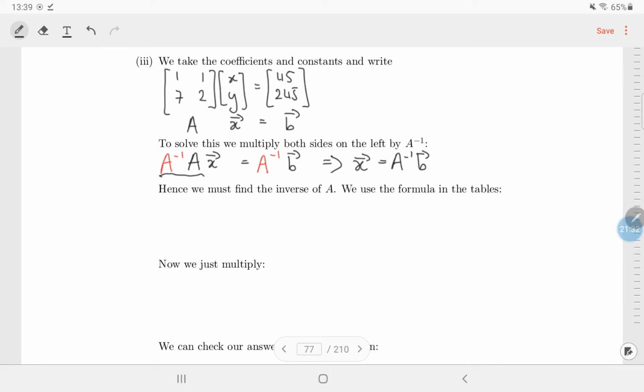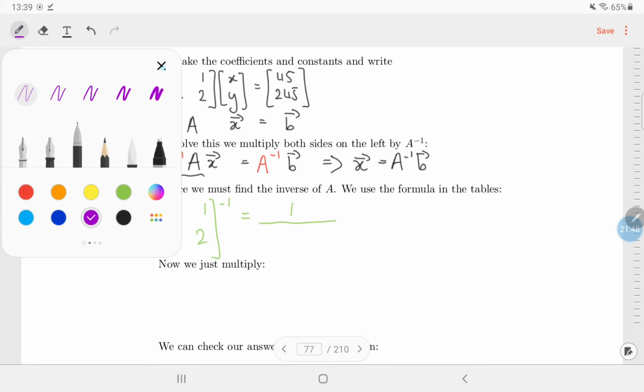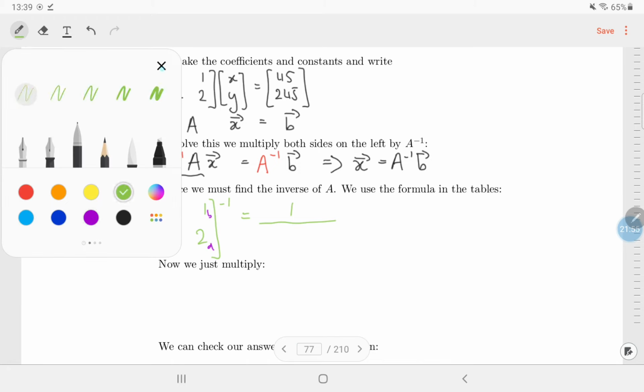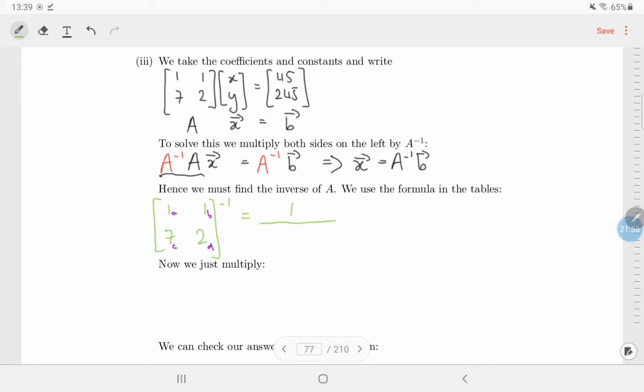Now I'm going to use the formula in the table, so you should probably try this yourself. I'm just going to do it quicker here. So the formula says you do 1 over AD minus BC. If you want, you can label them, this would be A, B, C, D. And you do 1 over AD minus BC, which is 1 over right-down diagonal minus left-down diagonal. That's 1 over 1 by 2, so that's 2, minus 1 by 7 is 7.